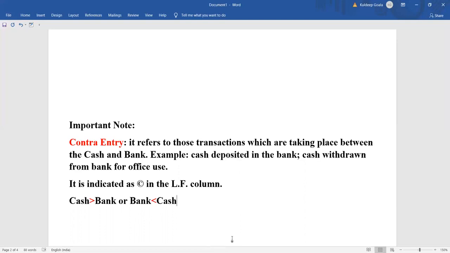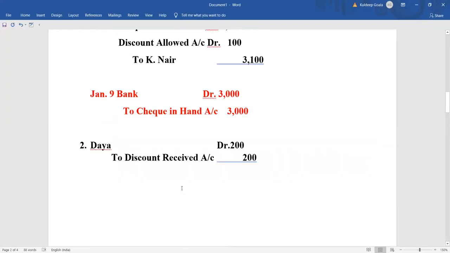Same way, if I take out the money from the bank and keep it in my hand, it is not that the money is decreasing. Yes, it is decreasing from the bank and increasing in my hand, but my money is not increasing or decreasing. It remains the same, right? Only the place is changing. So that is why it is called contradictory, contra entry. Okay, so this is the concept in that.